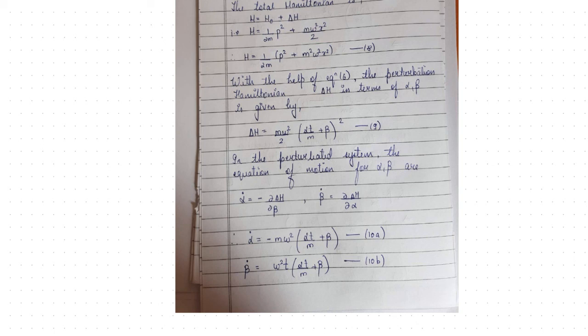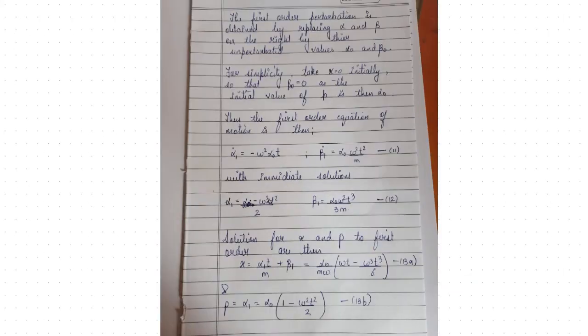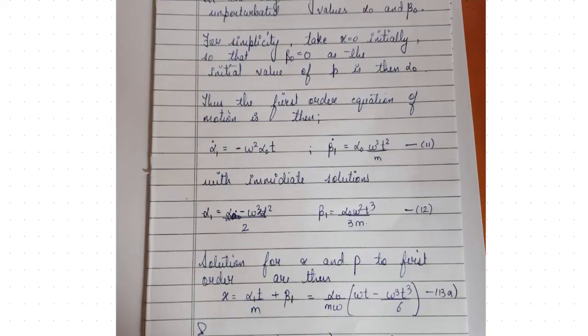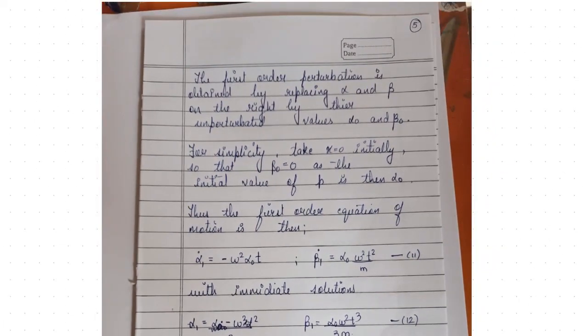Now in order to find alpha dot and beta dot, you have to replace alpha and beta by using the initial conditions. The first order perturbation is obtained by replacing alpha and beta on the right hand side by their unperturbed values alpha naught and beta naught. For simplicity, I will consider the initial conditions.